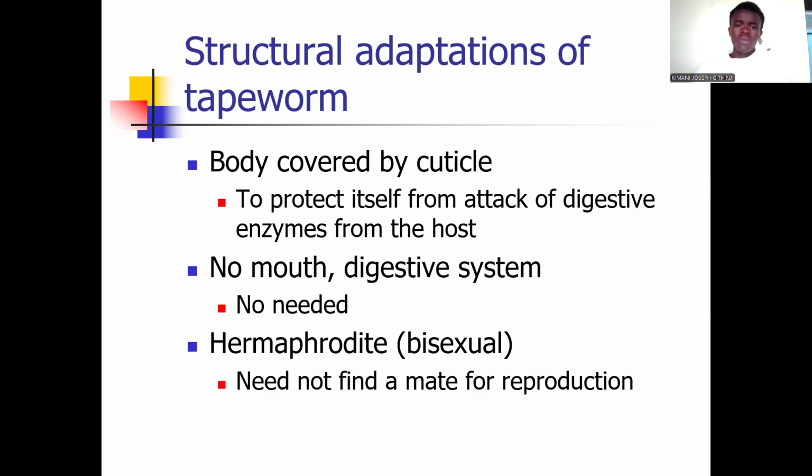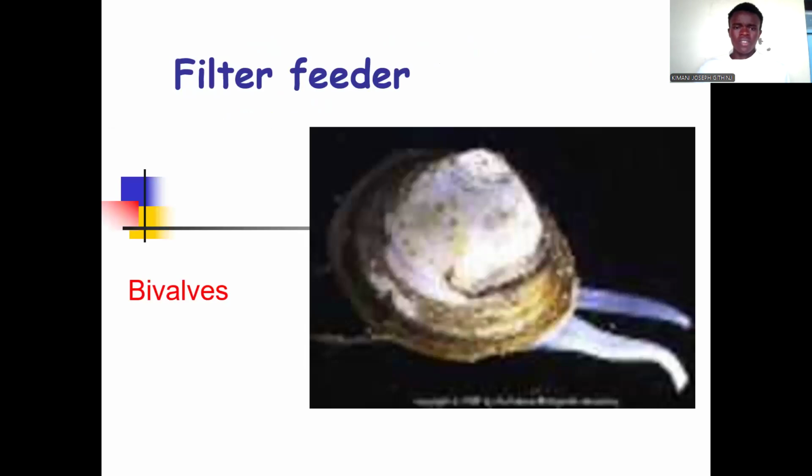The body is also covered by a cuticle to protect itself from attack by digestive enzymes from the host. And then it has no mouth. Why? I've said that a tapeworm simply obtains its nutrients by simple diffusion via the skin. So it doesn't have a need for a mouth. That's why it doesn't have a mouth or a digestive system. No digestive system because the food is already digested. Now it is hermaphrodite, but also it doesn't need to find a mate for reproduction.